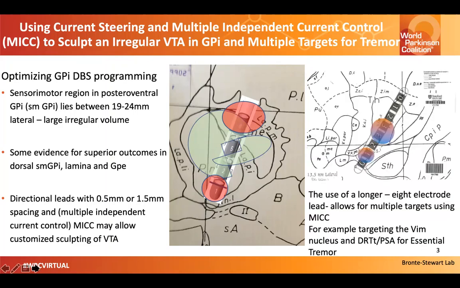In the case of the thalamus, one can use an 8 electrode lead here, and multiple independent current control to have two VTAs, one in the thalamus proper in the VIM and VOP, and a smaller one in the dentatorubro-thalamic tract or posterior subthalamic area for optimal treatment of tremor.